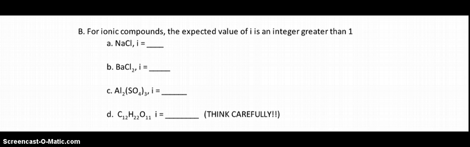C12H22O11. Is that ionic? Is it an electrolyte? And you should say, no, it's not. It's actually sucrose. It's your table sugar. It's what you put in your Frosted Flakes.